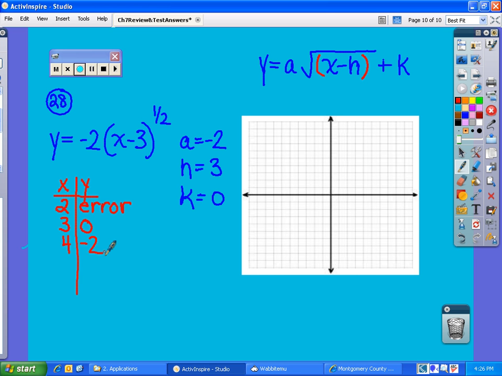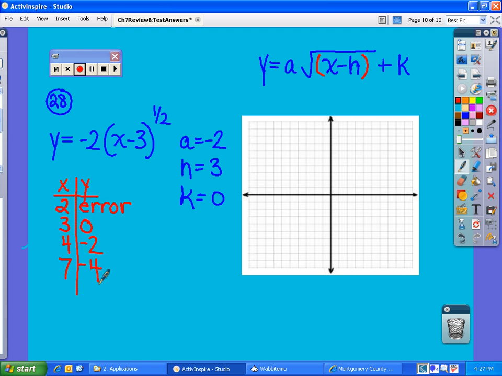The next number that we can easily take the square root of is 4. So we want x minus 3 to be equal to 4. If that's true, x is going to have to be 7. 7 minus 3 is 4. The square root of 4 is 2. Times -2 is -4. This gives us enough values now to graph.